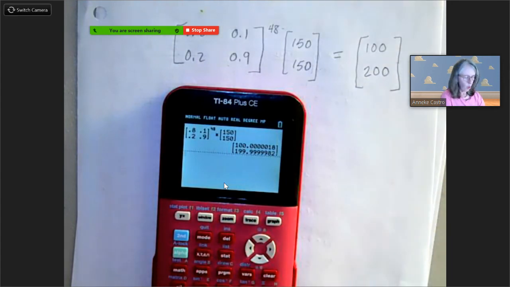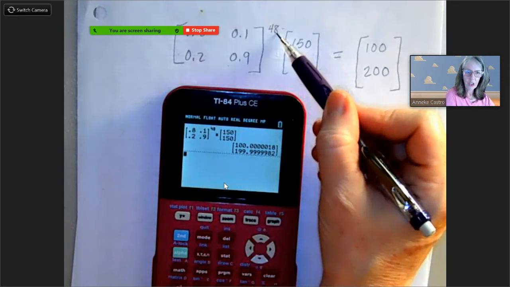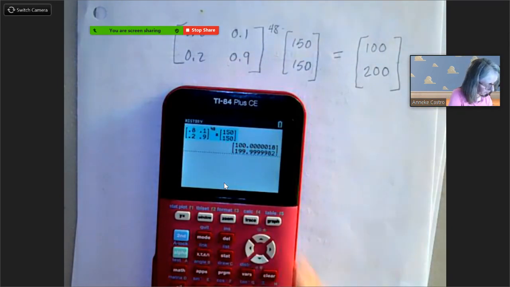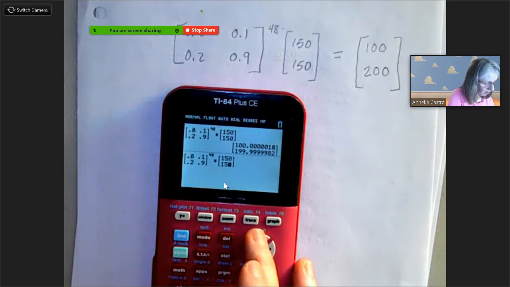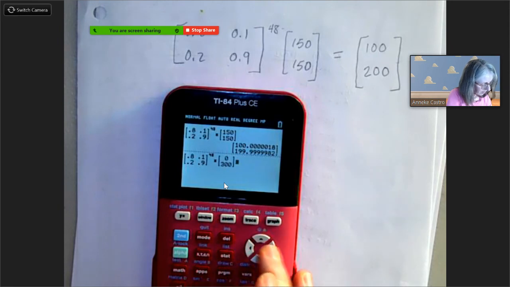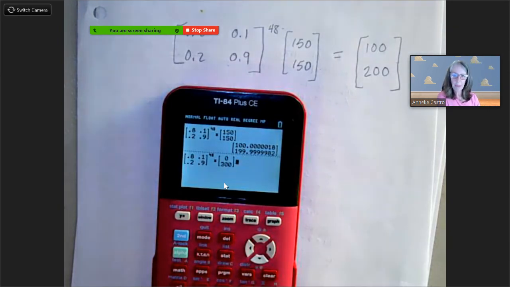Now, here's the problem though. What if I wanted to find out what happened after 200 days? Before I do that, something cool. It doesn't matter what population I start with. I'm going to start with 0 humans and 300 zombies. So check this out. If I start with no humans and 300 zombies and let this go for 48 hours, look what happens. I still get 100 humans and 200 zombies.